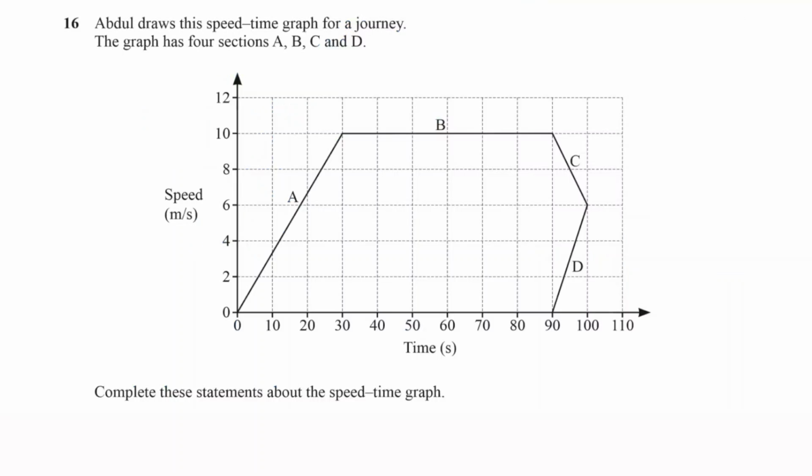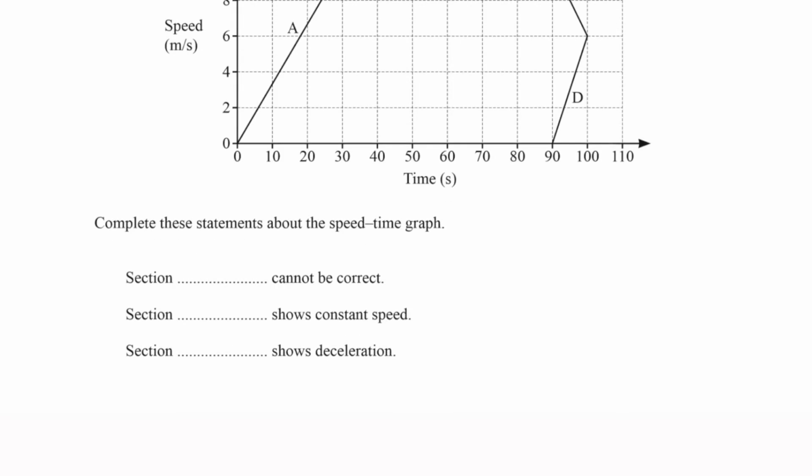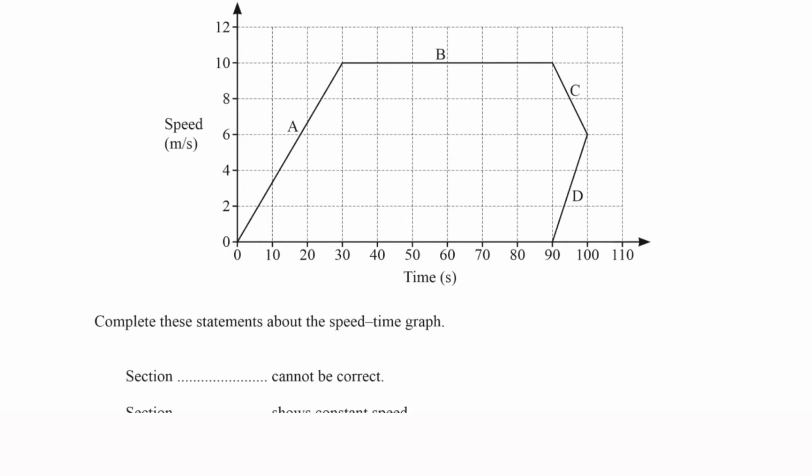Let's move on. Question number 16. Abdul draws the speed time graph for a journey. The graph has 4 sections A, B, C, D. Complete the statement about the speed time graph. Section dash cannot be correct. Actually, if you look at this graph very carefully, A is accelerating and B is constant and C is decelerating, coming down, right? Decelerating, and D is wrong because you can see that time can never go back, right?